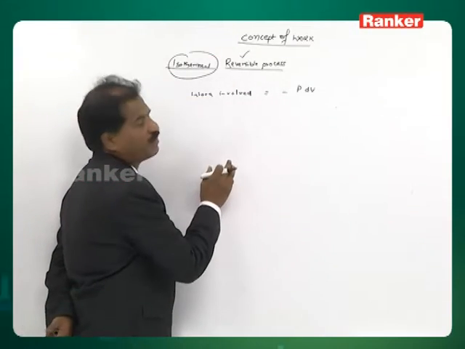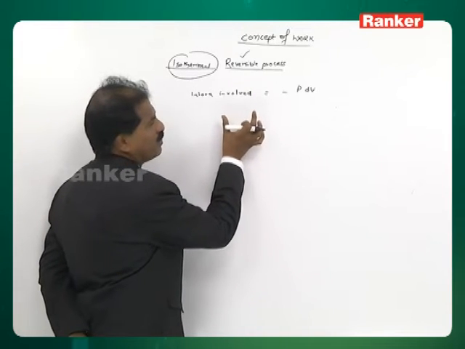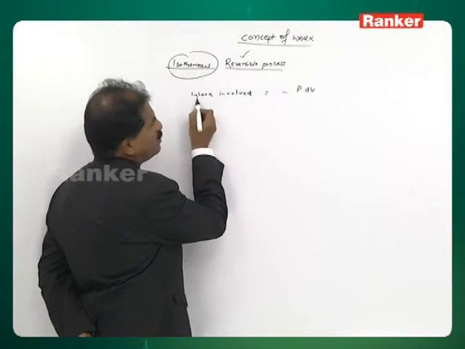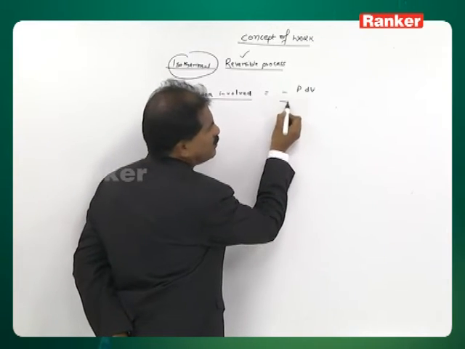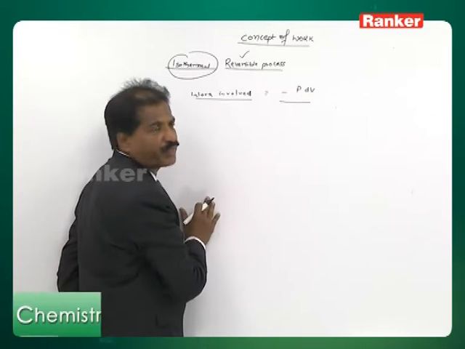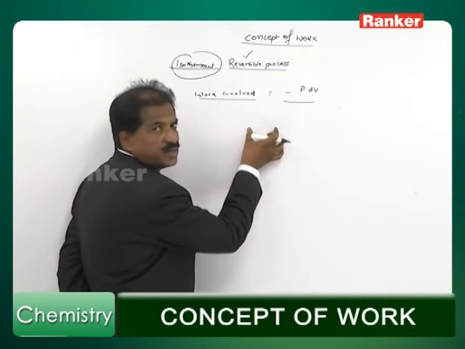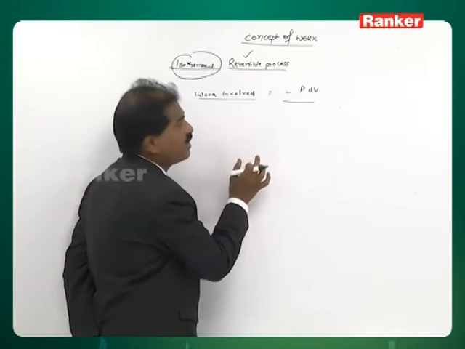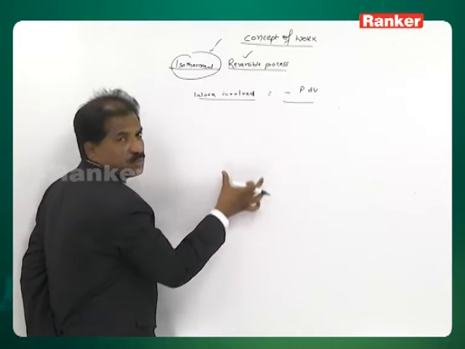First, a concept of the work. In thermodynamics, the work, we will usually use the terminology work involved. By definition, work involved is equal to minus PdV. Next, based on the conditions that are being maintained during the expansion or compression of the gas, we will use different terminologies for the description of the process.